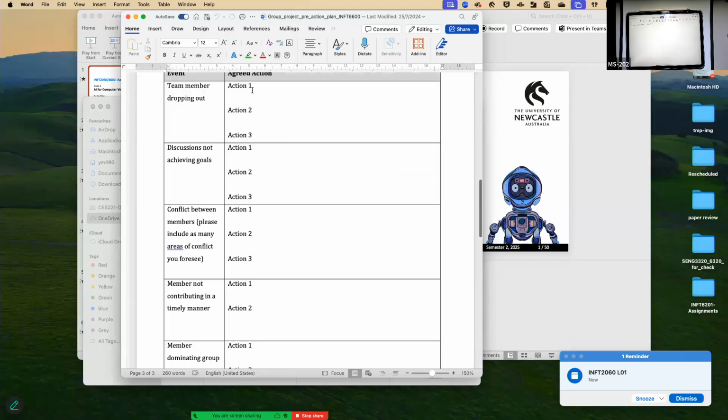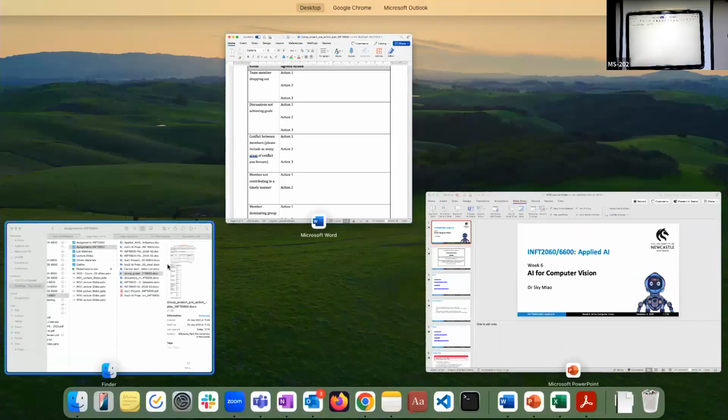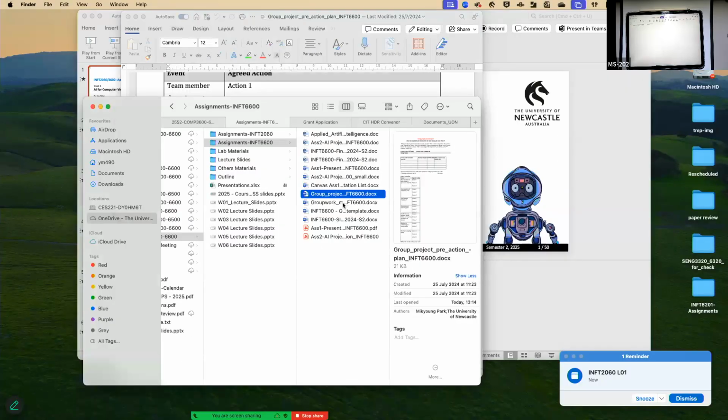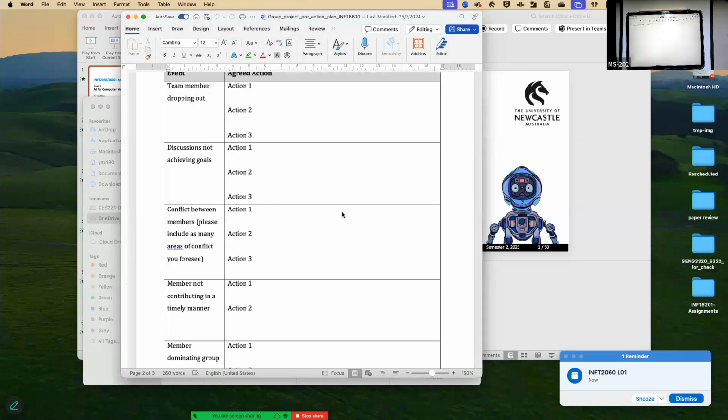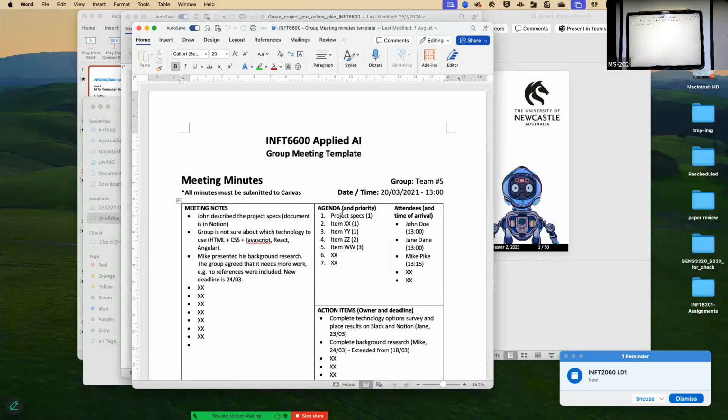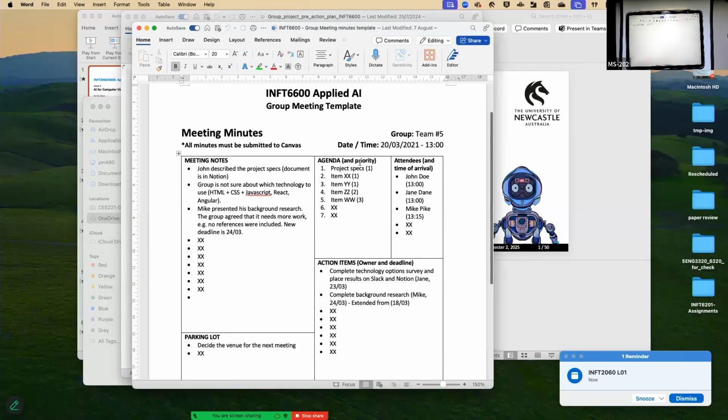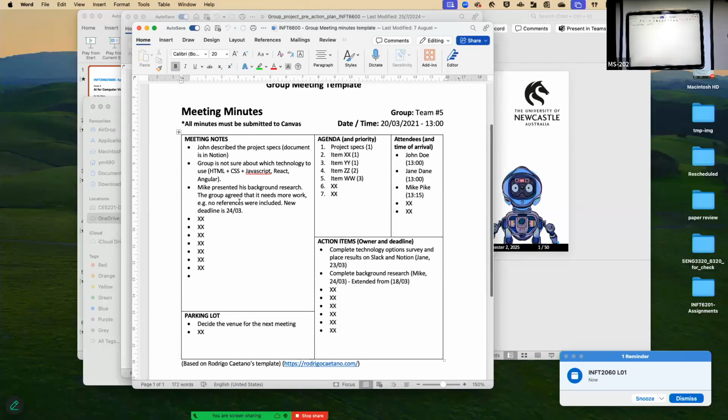All right, so this is the pre-action plan, and after the pre-action plan comes the group minutes. For group minutes, you need to inform me, not in great detail, but for example, who discussed what, if you have some progress, or who determined what.